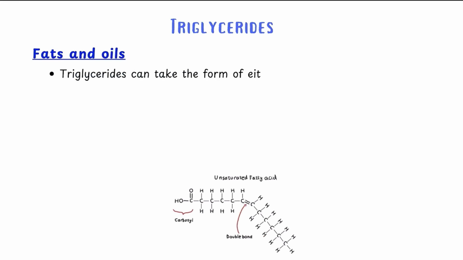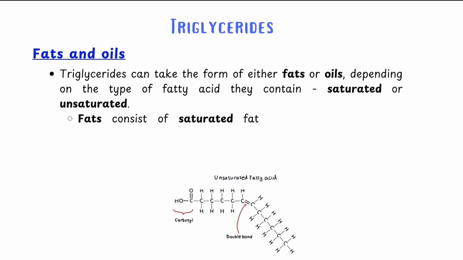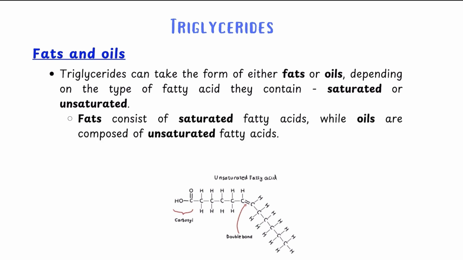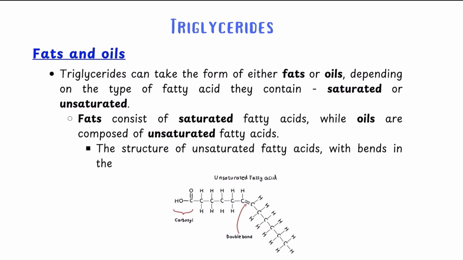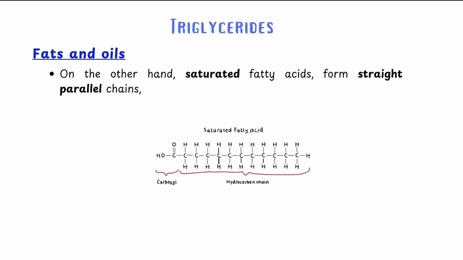Triglycerides can take the form of either fats or oils, depending on the type of fatty acid they contain, saturated or unsaturated. Fats consist of saturated fatty acids, while oils are composed of unsaturated fatty acids. The structure of unsaturated fatty acids, with bends in their chains, prevents them from being tightly packed. On the other hand, saturated fatty acids form straight parallel chains, allowing them to be tightly packed together.